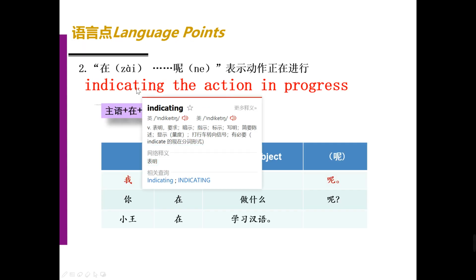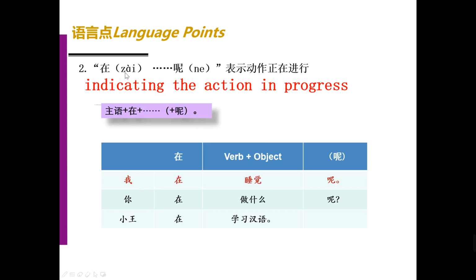Now another grammar point is about 在 blah blah 呢, and 呢 can be omitted. Here it's often indicating the action in progress. For example, its structure is often a subject plus 在 plus doing something. Okay, now I will show you some examples.